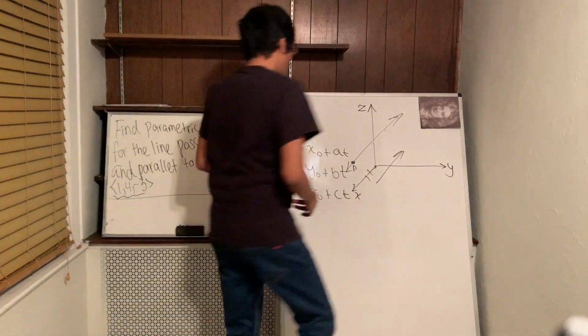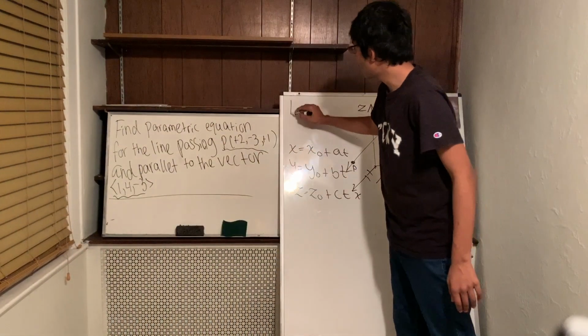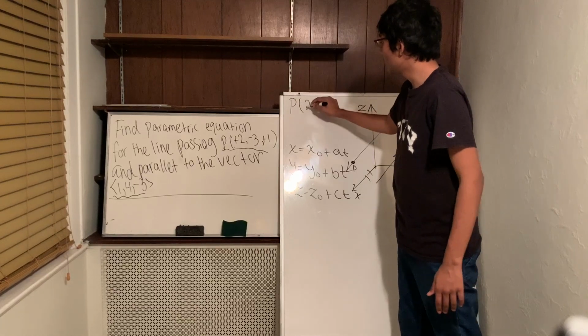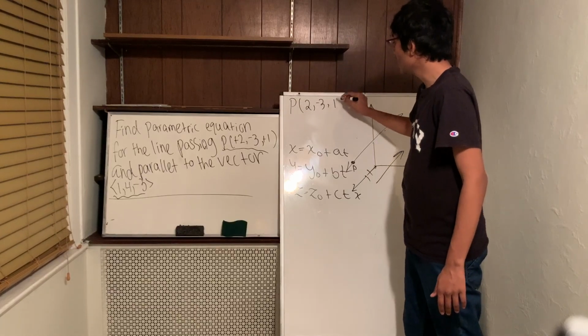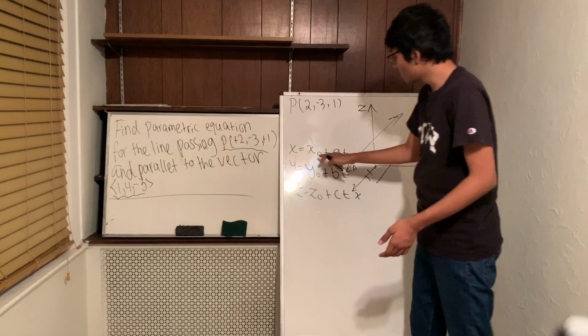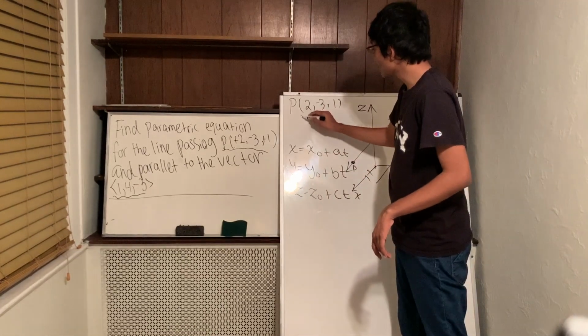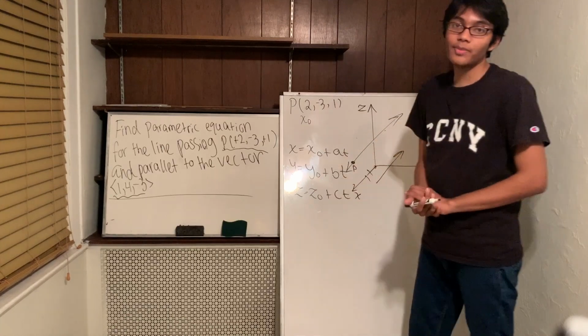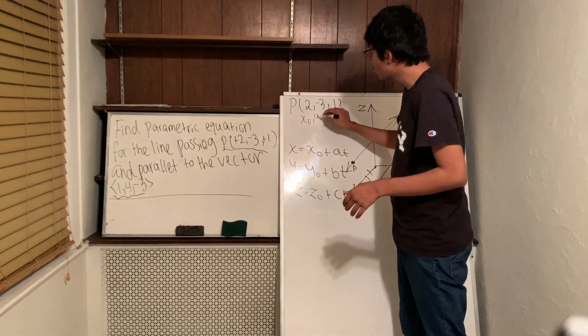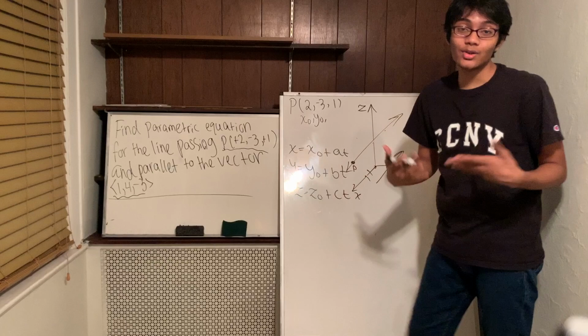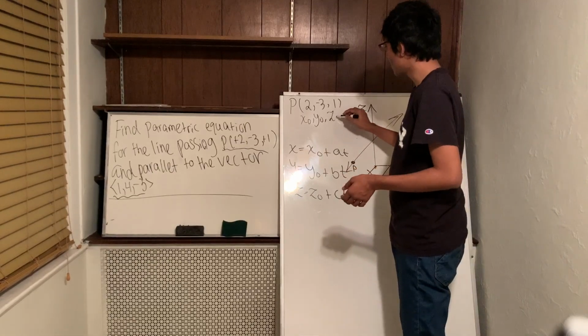Well, it's not too bad from here. All you have to do is write down your point P. And what's your point P going to be? Well, it's (2, -3, 1). And from here, you can determine what your x naught, y naught, and z naught are going to be. Your x naught is the x coordinate of your point P, your y naught is the y coordinate, and your z naught is the z coordinate.